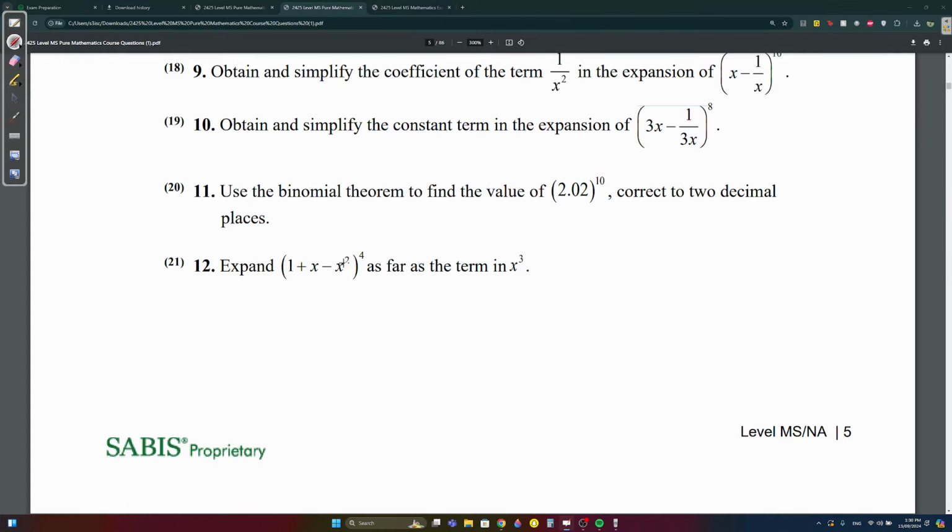Whenever you see something like this in the exam, you're gonna have to treat this as two separate terms, okay? You're gonna treat it as 1 plus x minus x squared, okay? You know, those are your two terms, 1 plus x minus x squared to the power of 4, and you expand it as if 1 plus x is one term, okay? What do you mean? Let me show you.